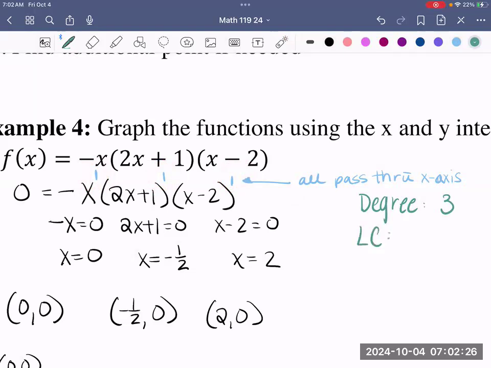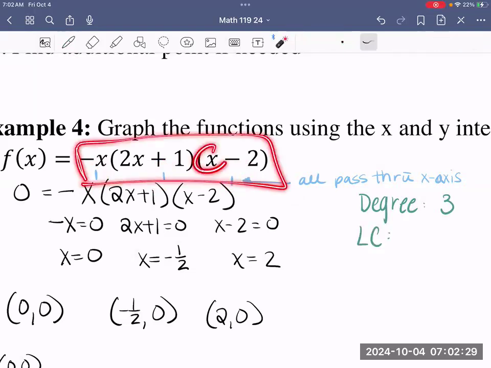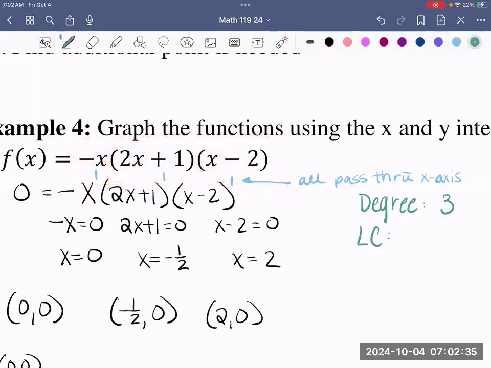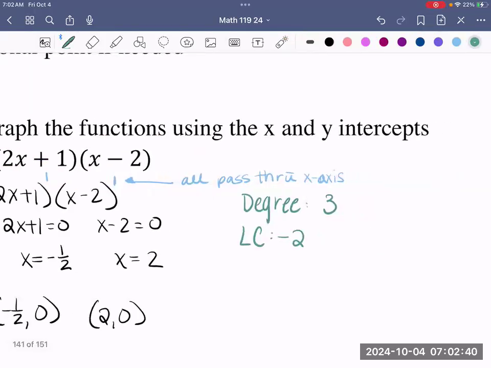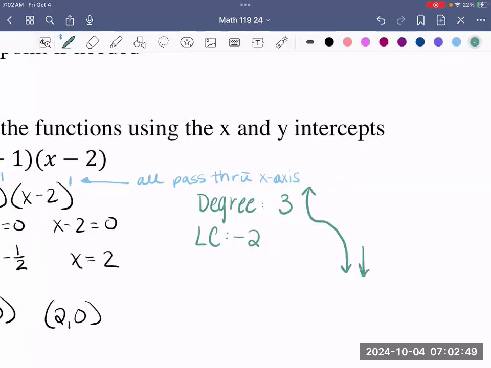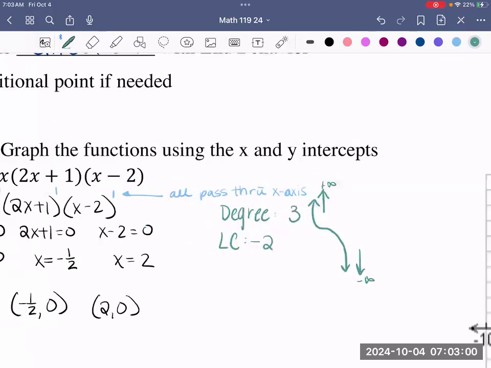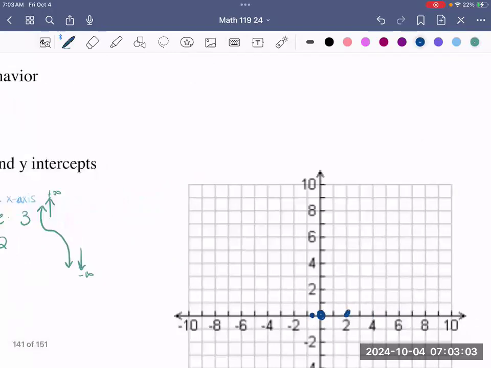Your leading coefficient here, if we really expanded this out, we're really multiplying these first terms together, is a -2. So the -2 tells us that we are going to go down, and your degree tells us the shape. So we're going to be an S-shaped curve that goes down. So your end behavior, we're going to first start up high and then go down low. We're going to start up high and then go low. So we'll put that for your end behavior.